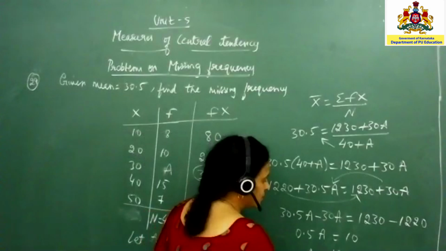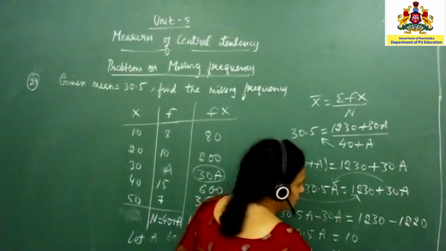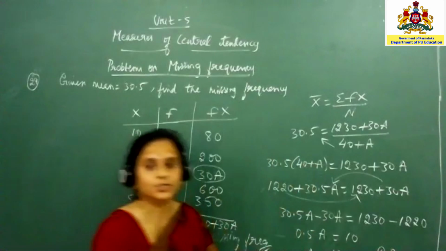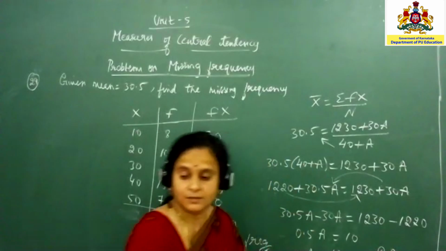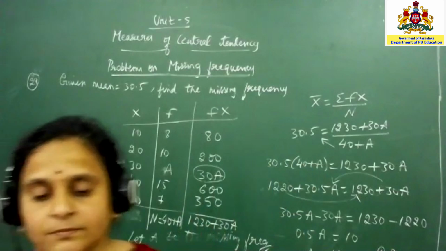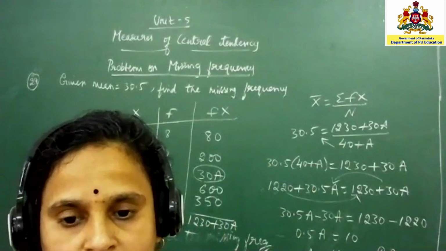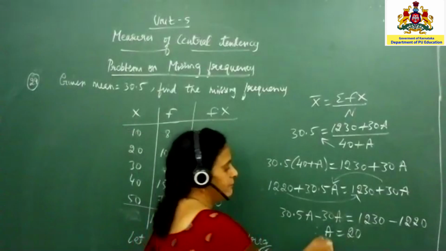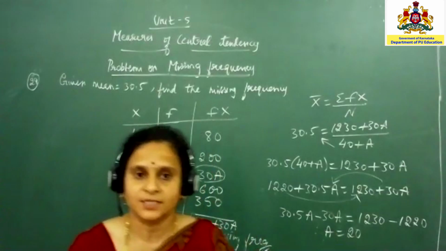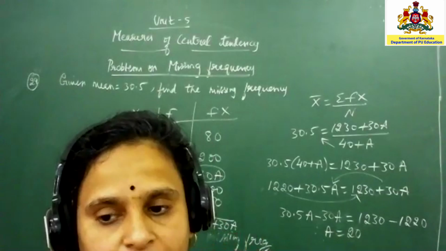Here, as you cannot see the note, I'll just write here. So a value, you are getting 20. Finally, you will get a value as 20, which is the missing value, the missing frequency.